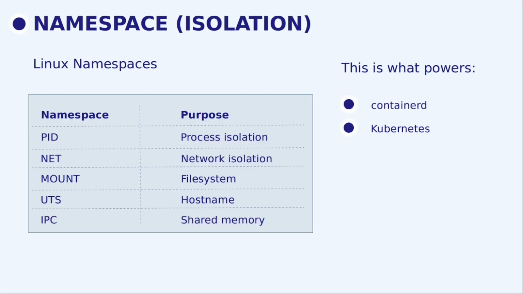Namespace isolation. Linux namespaces provide isolation. Each namespace isolates a specific resource. PID: process tree. Network: networking. Mount: filesystem. UTS: hostname. IPC: shared memory. This is the foundation of containers, Kubernetes, Docker. Without namespaces, containers cannot exist.